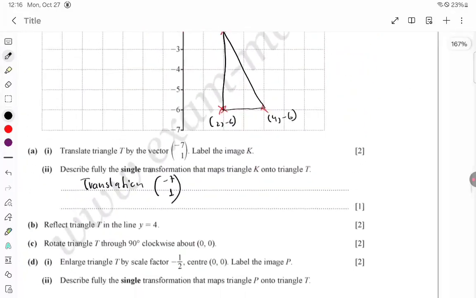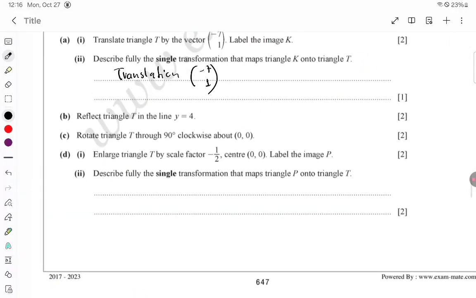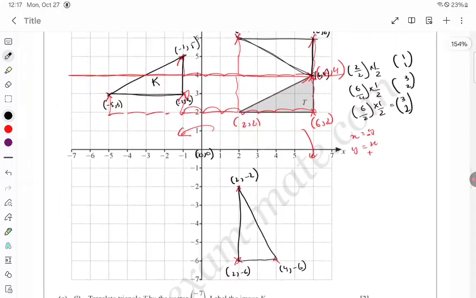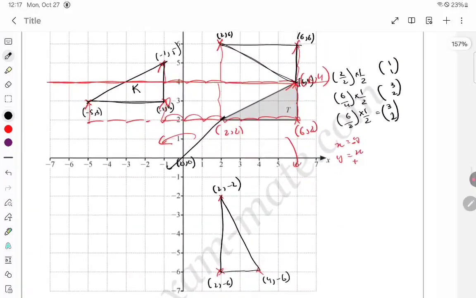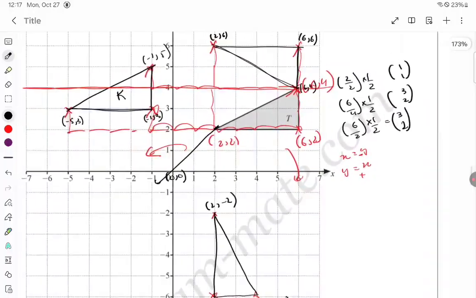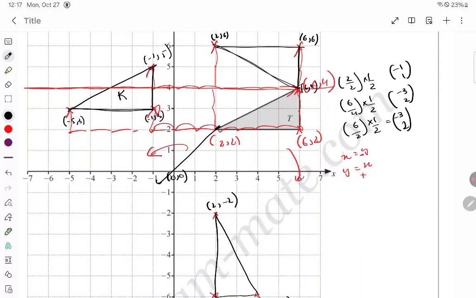Now since we are using the enlargement with the negative sign, that means it is on the opposite side. If it's in the first quadrant, the opposite side will be in the third quadrant. Mark the points. In the third quadrant the x becomes negative, and the y is also negative. Mark the first point for negative 3, 2, and for negative 3, 1, join the line.